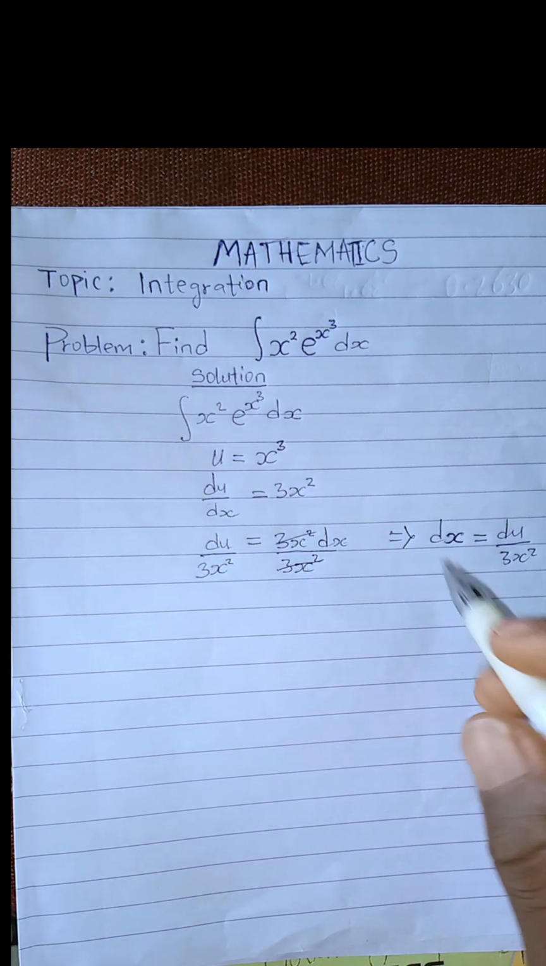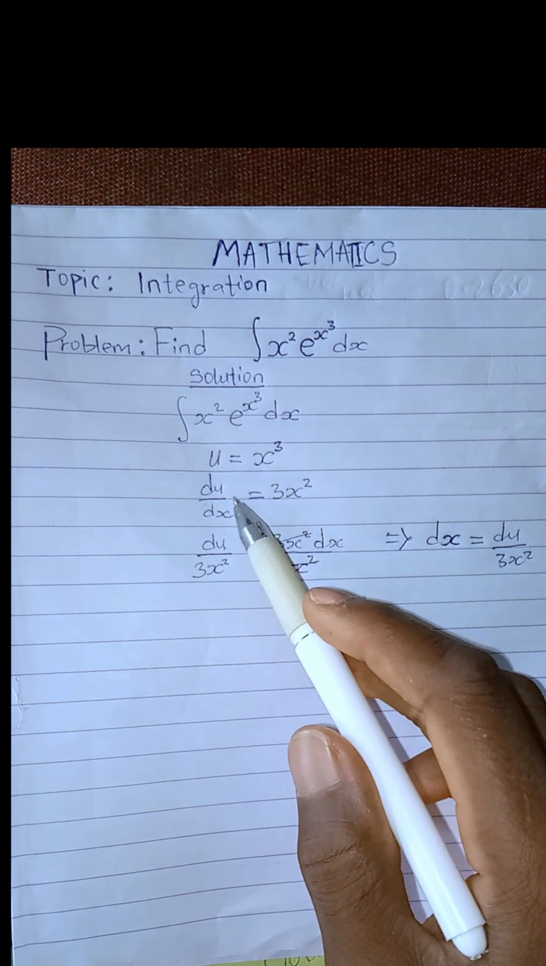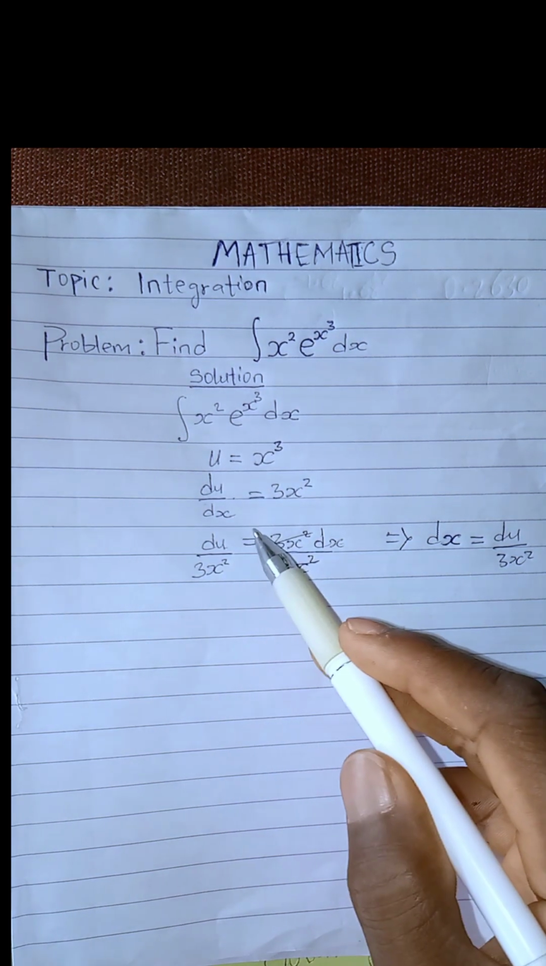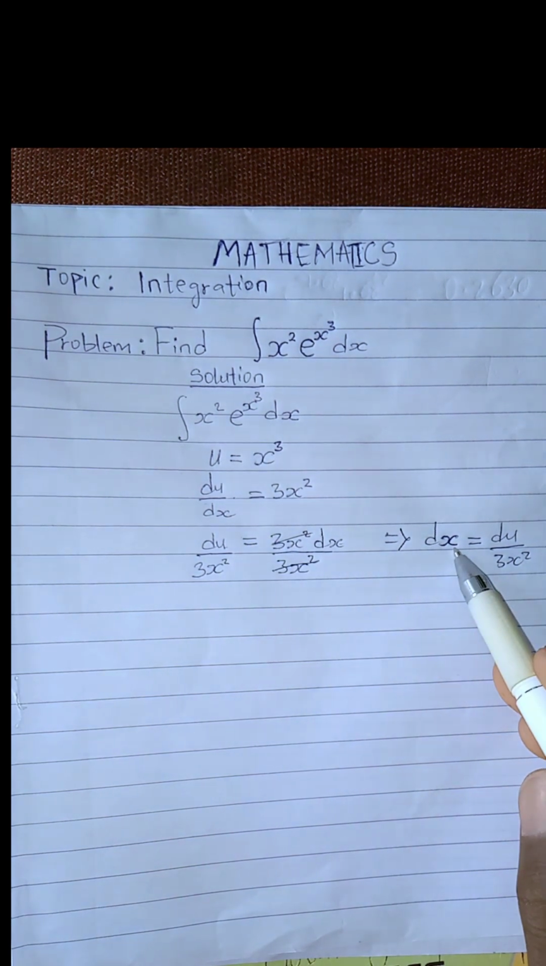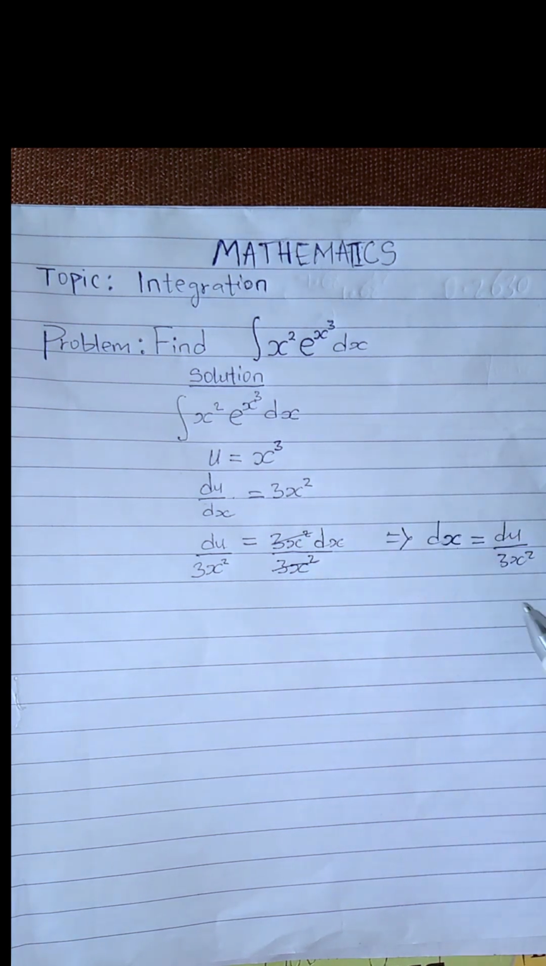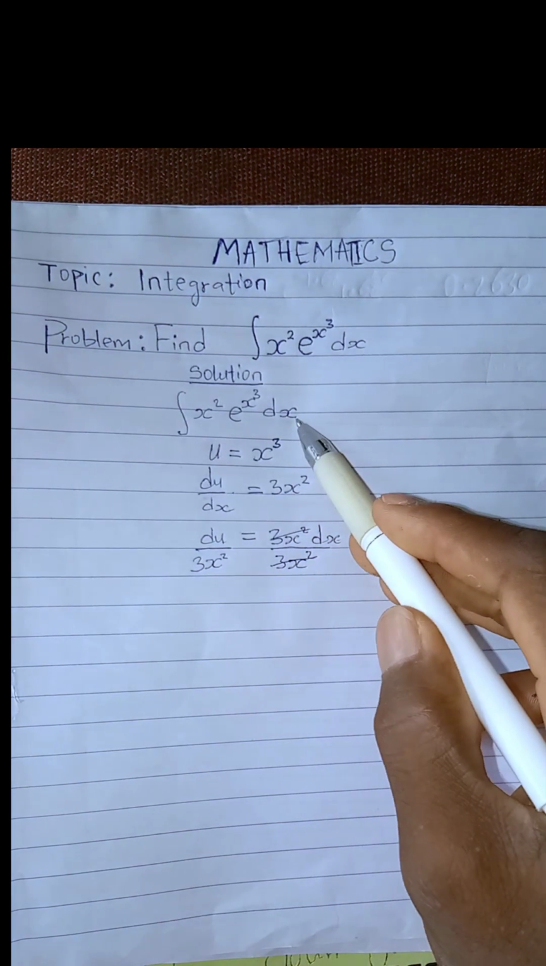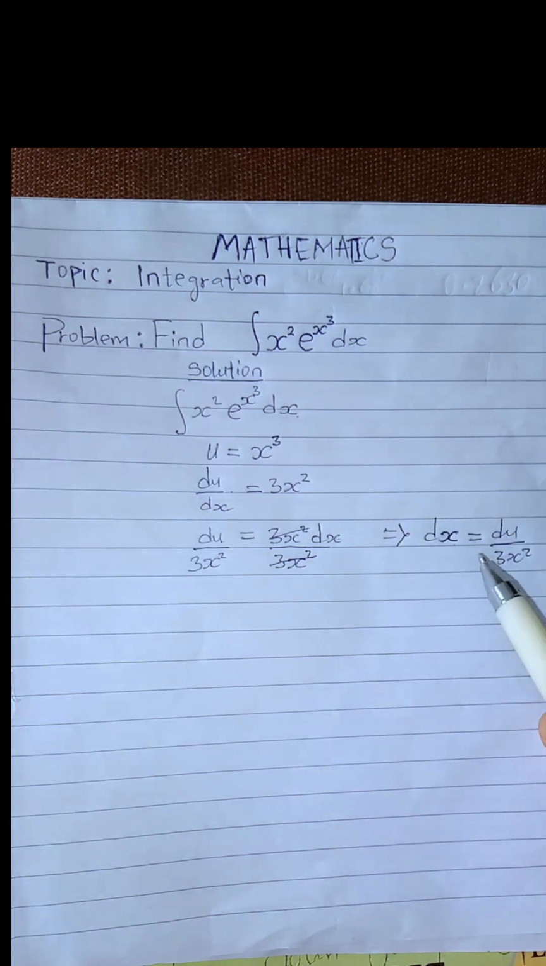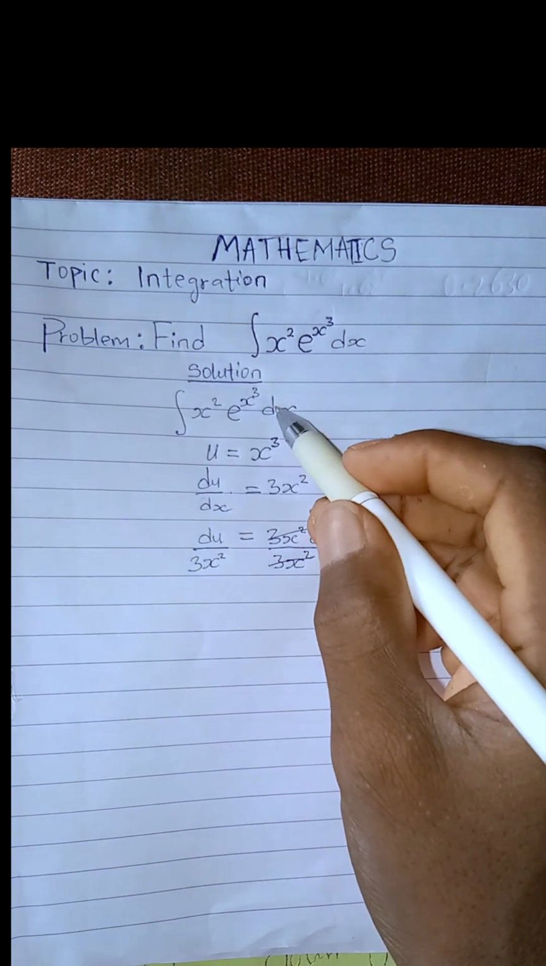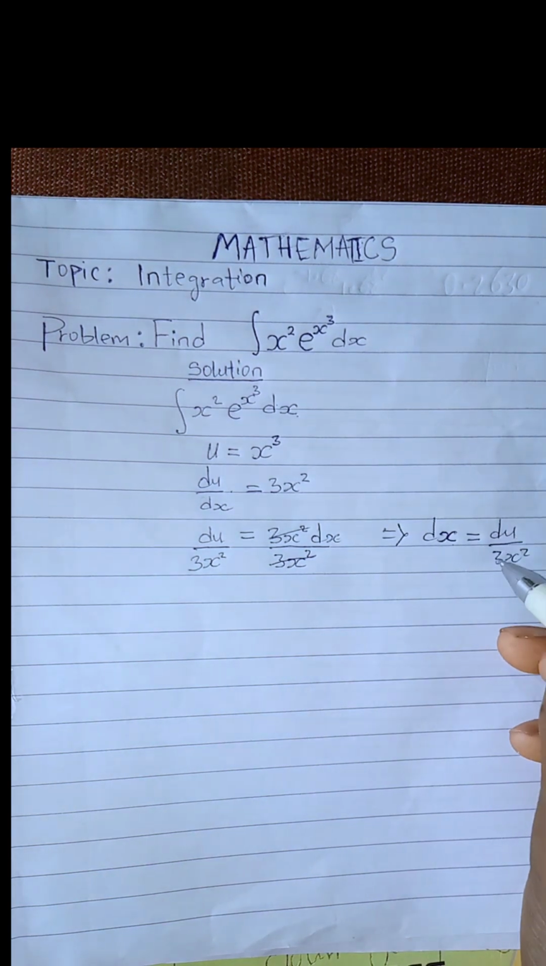So our main aim of differentiating this is just to make dx the subject of the formula so that we can substitute its value into the given problem. Anywhere we see dx, we put what we have gotten. So now in place of dx in this equation, we are going to put du over 3x squared.